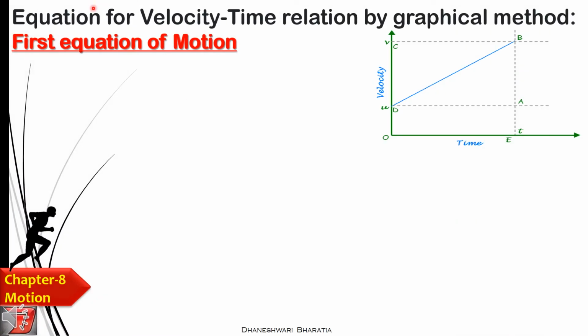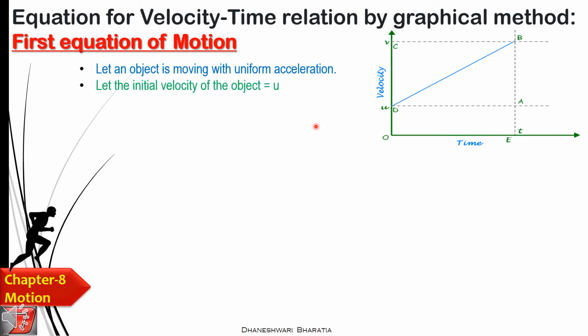Now the most important part of the chapter, we are going to discuss the equation for velocity time relation by graphical method. Here we will be discussing three equations of motion which are extremely important from exam point of view. Okay. So let's assume that the object is moving with uniform acceleration. Okay, uniform acceleration से हो रहा है. How can we assume that? Because we are getting a straight slope here, right?